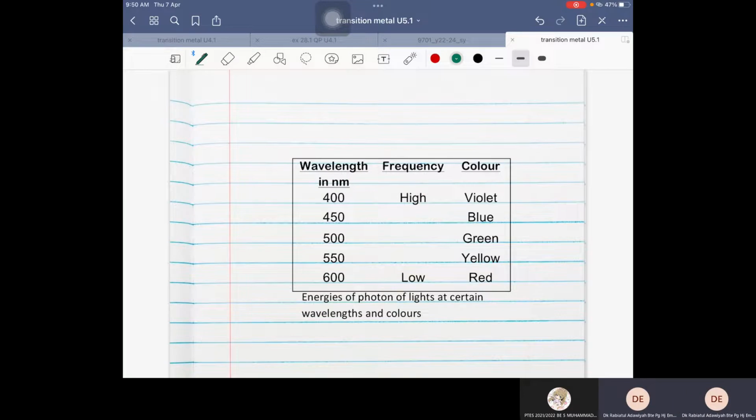This is just to show different colors or different lights with their respective wavelength and frequency. The numbers I did not put because I think we have not used it for calculation of your delta E, right? But what I want to point out here is that light that has a high frequency would have a shorter wavelength, which I'm sure you know this already from physics. Lights with low frequency would have a bigger wavelength. Okay?